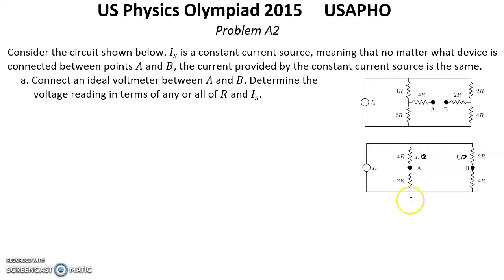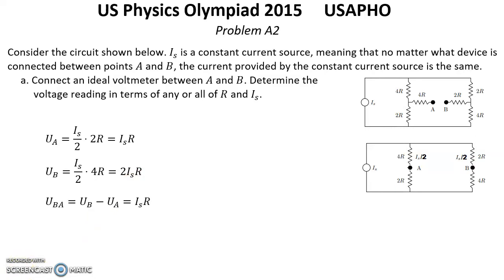Suppose that the potential of the bottom part is 0. It means that the potential at point A will be I_S multiplied by R, and the potential at point B will be 2 I_S R, and the potential difference will be U_B minus U_A, which is I_S multiplied by R. That's the answer for question A.